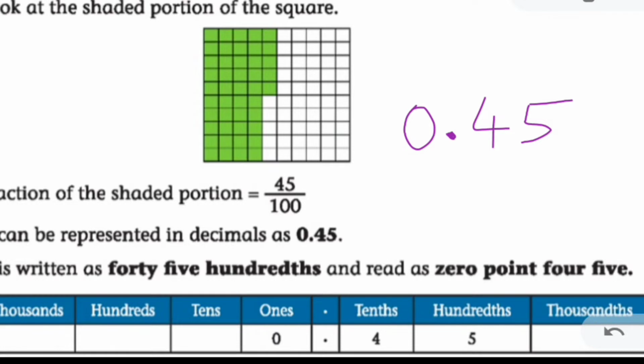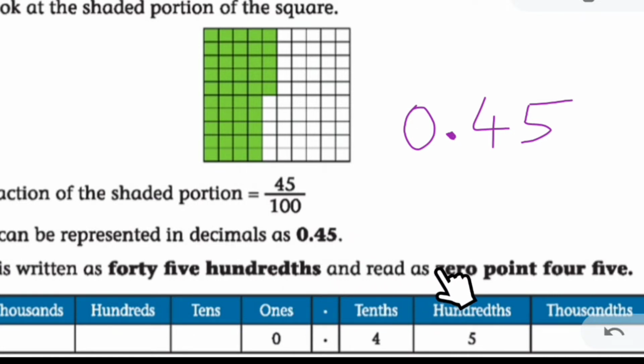You just look at the denominator. How many zeros are there? You count the digits from the right side. And next, it is written as 4500, because there is no whole part. So this is the tenths place, this is the hundredths place. So this is a number. How can we write the number name?